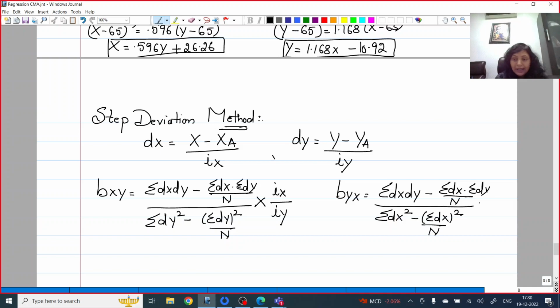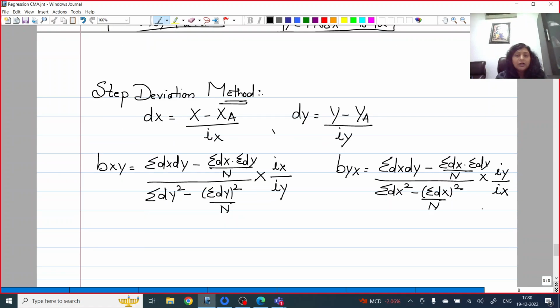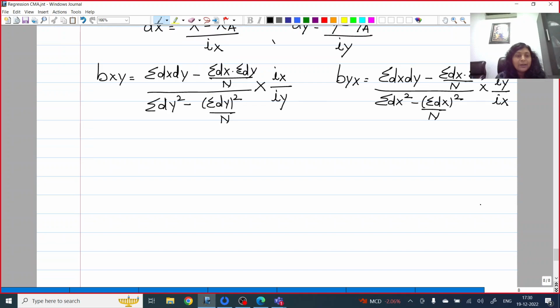Now again, the interval of the dependent variable is in the numerator and the independent variable is in the denominator. So this is the formula for computing bxy and byx in the case of the step deviation method. Now let's do one question so that this is clear to us.